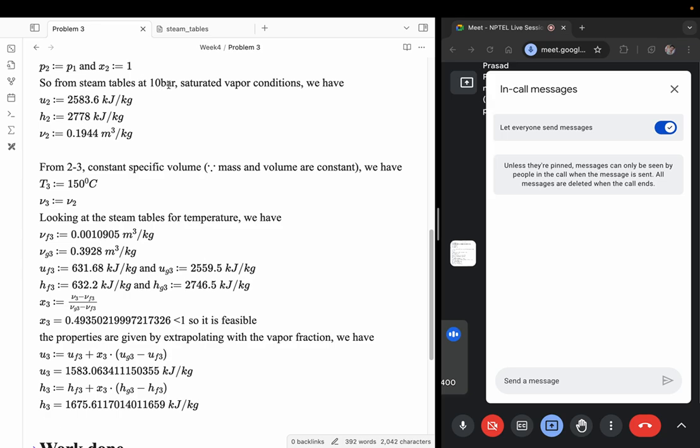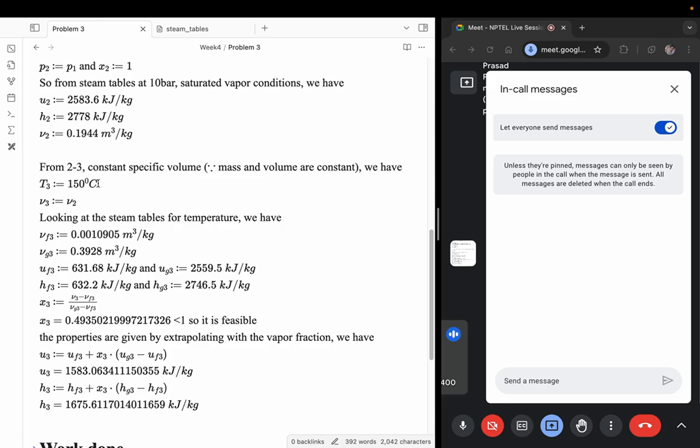So I've taken the values at 10 bar as U, H, and V is the specific volume. Again, from 2 to 3, it is a constant volume process and the mass is also constant, so the specific volume remains constant. So we know the final temperature as 150, and V3 equals V2, which is already calculated from before. Now we need to look again at the steam tables.